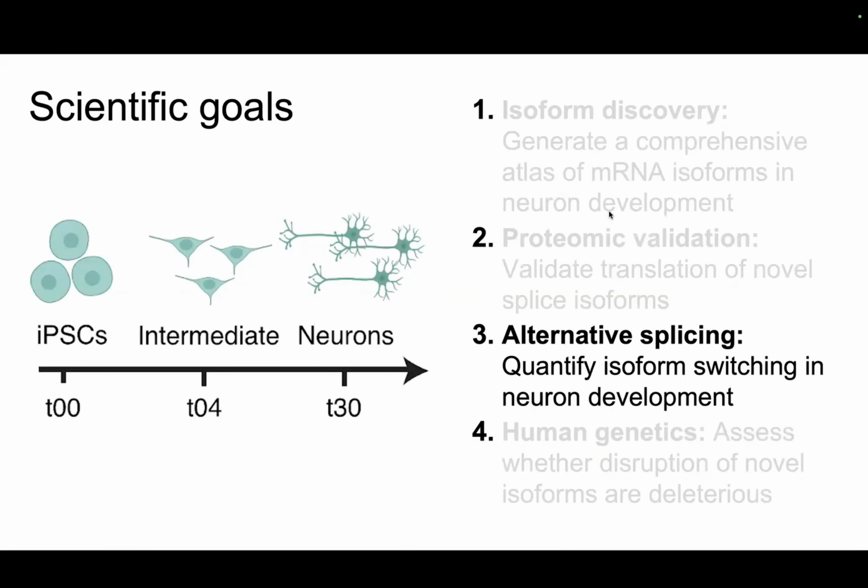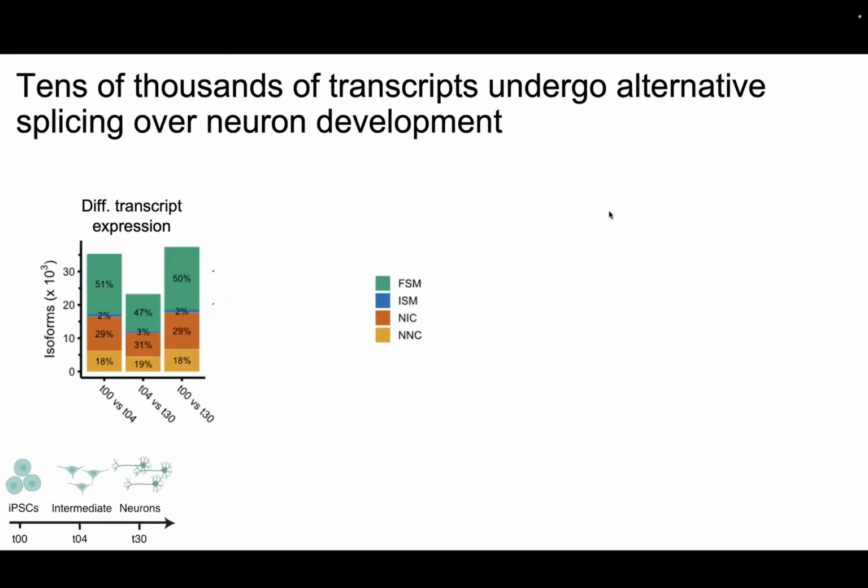Okay, so moving on to the next task, alternative splicing. The first thing we did is we looked at differential transcript expression, basically between pairs of time points here. So I'll say a little bit about the kind of data we have. We have basically 3 time points of data. We have time point 0, time point 4, and time point 30.